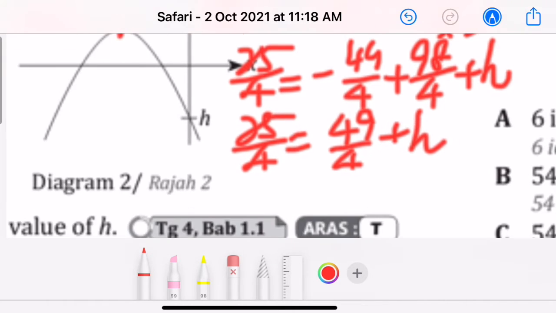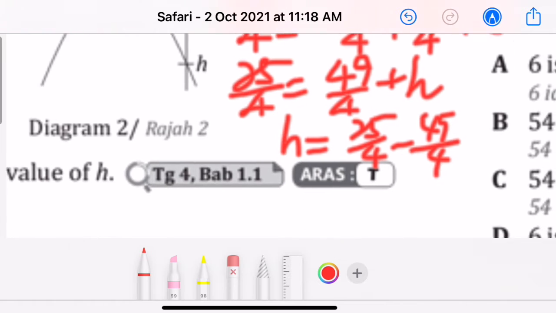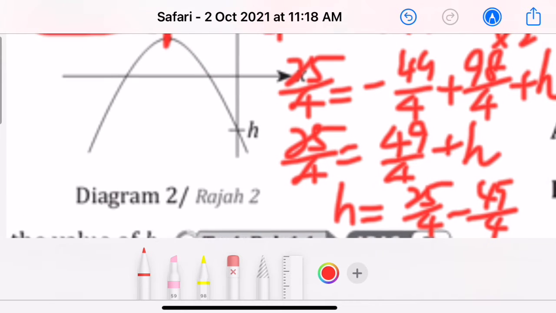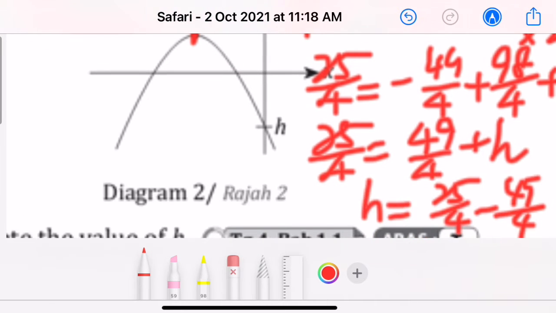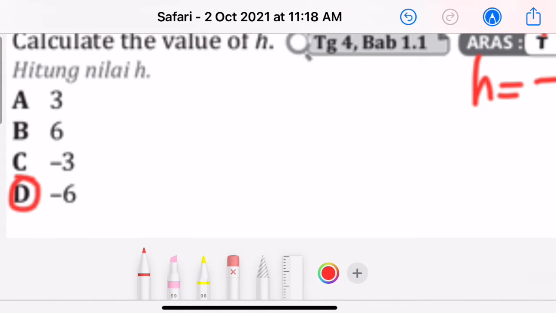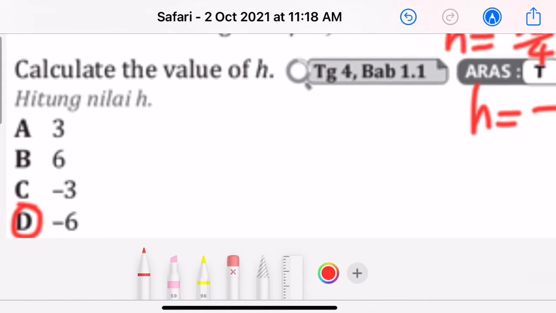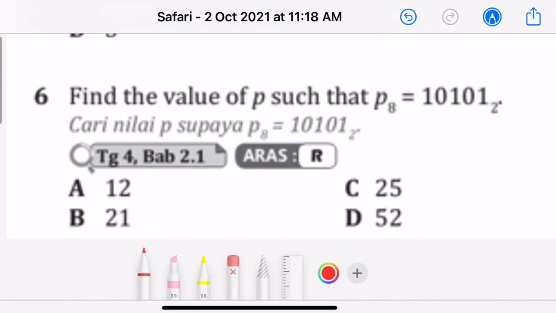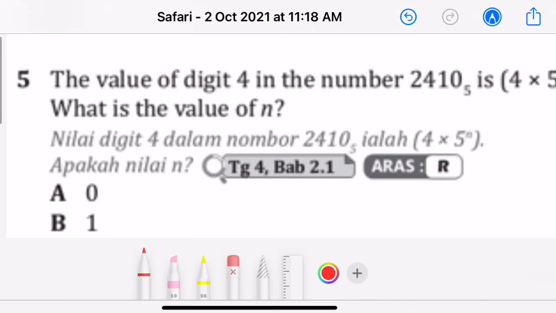So h will be, if we bring over, 25/4 minus 49/4. So h is -24/4, which is -6. So h here is -6. This is the answer for h. Now let's proceed to question number 5.